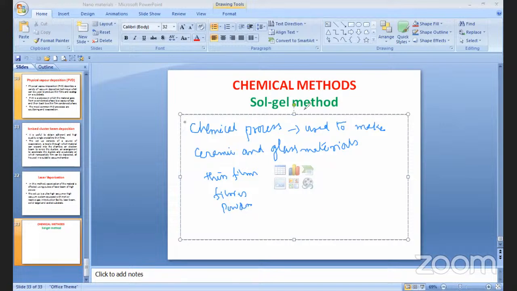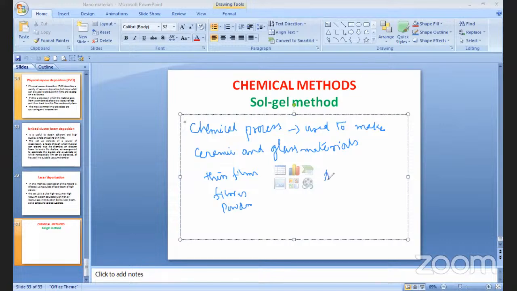So by using this chemical method, the sol gel method, we can make ceramic as well as glass materials in the form of thin films, fibers, as well as powders. That is nano thin films: the thin film itself is a nano thin film, as well as the nanofibers we'll be making with the help of this sol gel method, and nano powders also we can make here. So here we will be calling it the sol gel method.